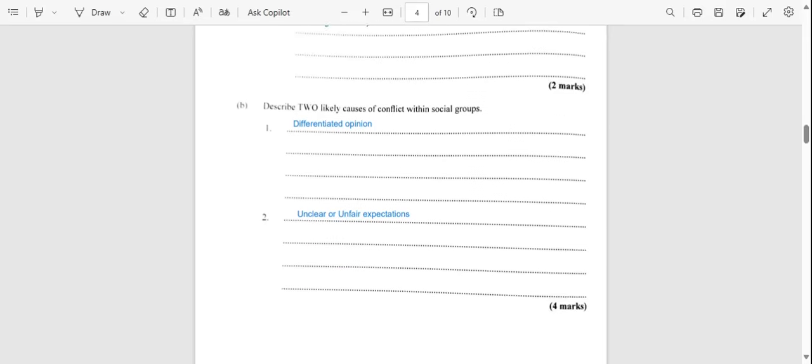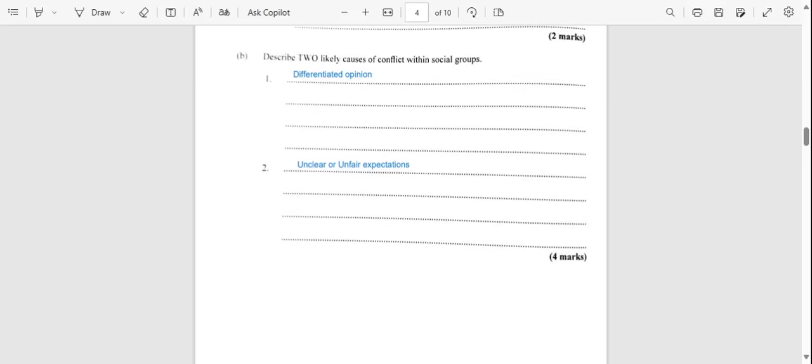All right, for B, it says describe two likely causes of conflicts within social groups. Differentiated opinion. I might like something, you might not like it. We disagree, and the disagreement could turn into a very big conflict that could escalate quite quickly. For example, if I want to do something and you do not want to do it, but we have to do it, we could disagree. And that could create tension, which in turn could lead to drastic conflict.